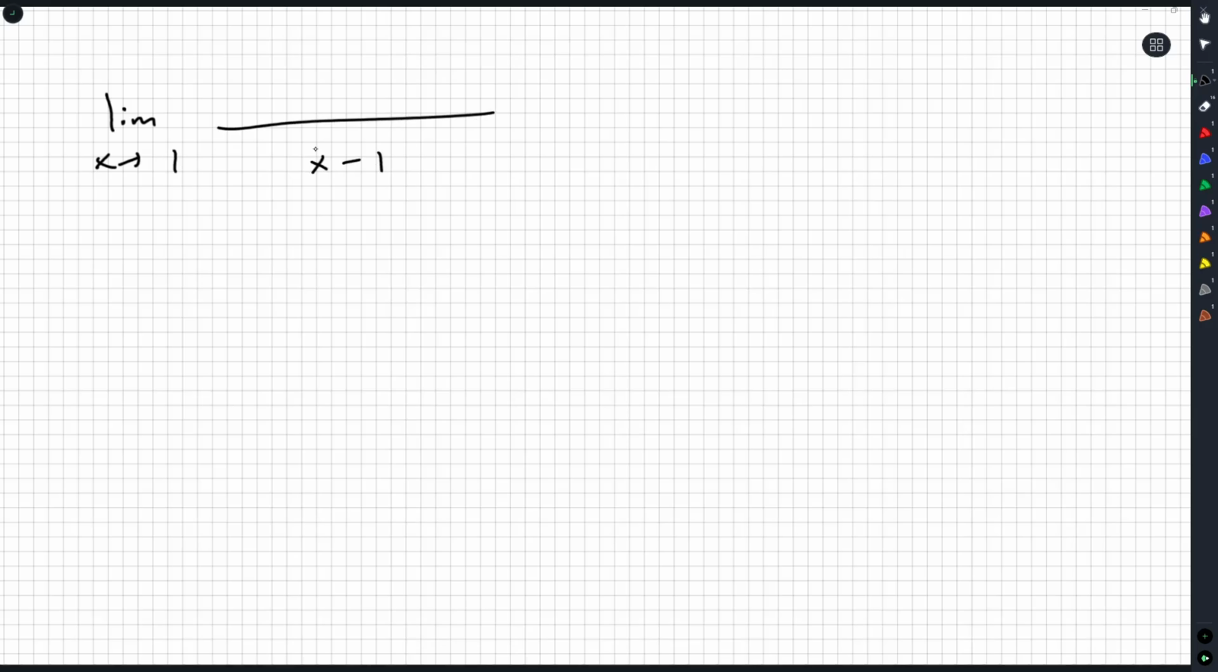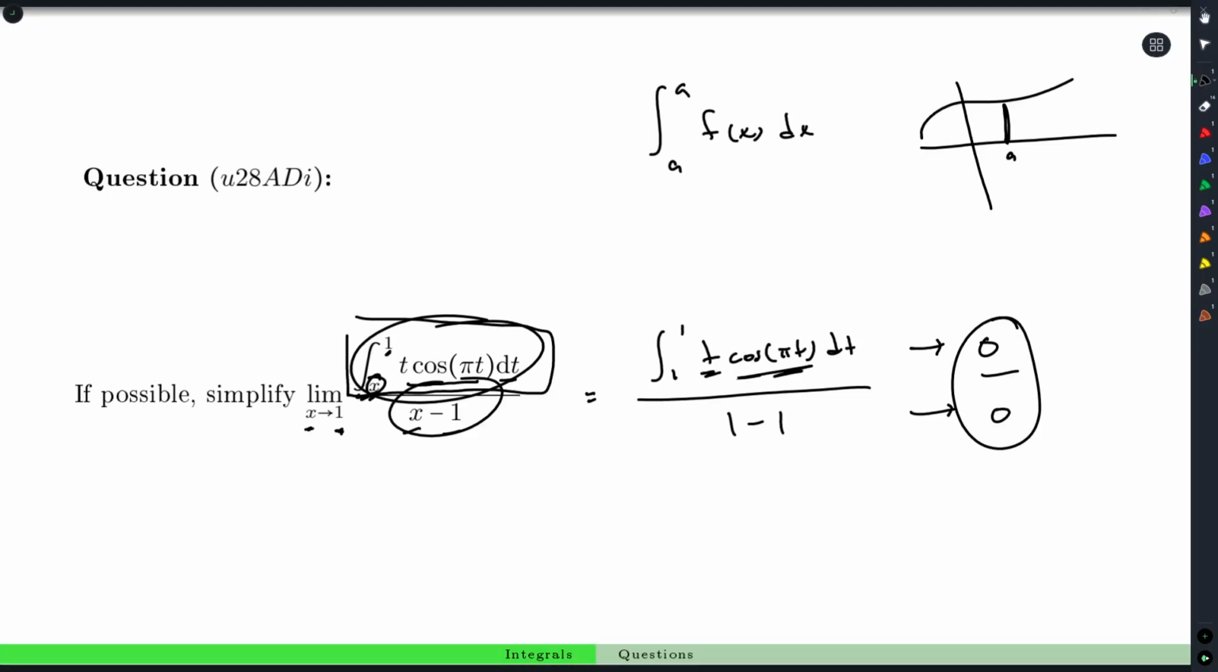So I got x minus 1 here, x going to 1, and then it was t cosine pi t dt. Just want to double check that that's right. Never want to answer the wrong question. Yeah, okay. I thought that pi was in there.